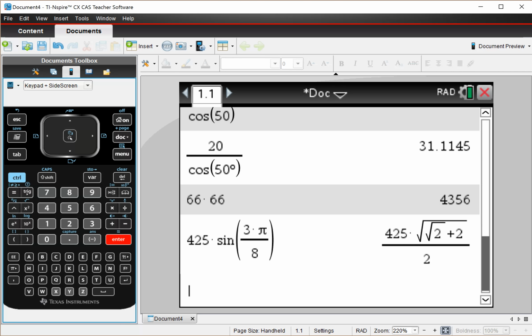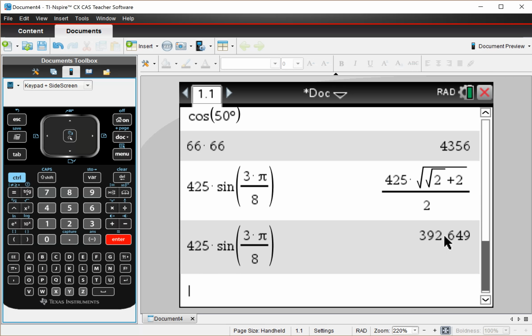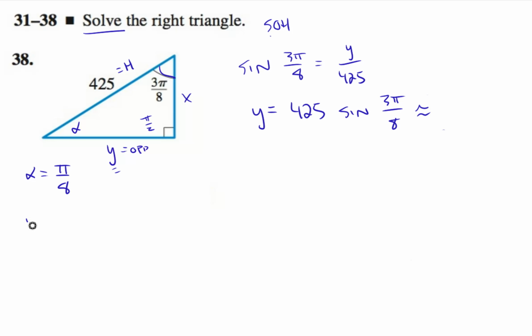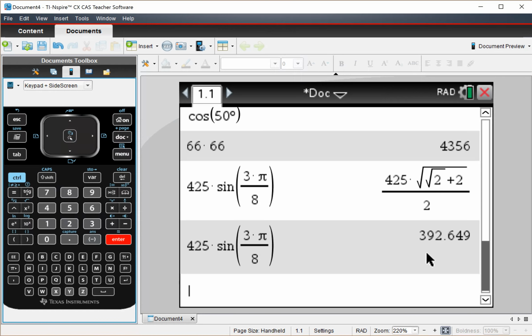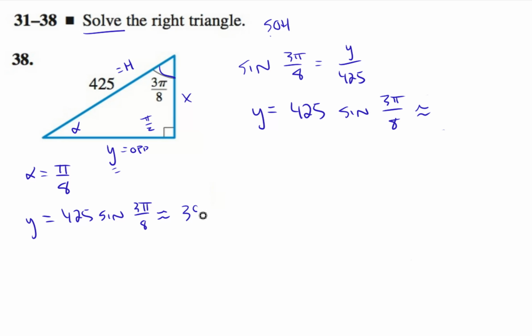See, a calculator can actually do it in exact form. We're going to talk about where that comes from. Control Enter. So the approximation is 392.6. So y is exactly equal to 425 sine of 3 pi eighths, or approximately equal to 392.6. There's no units on that.